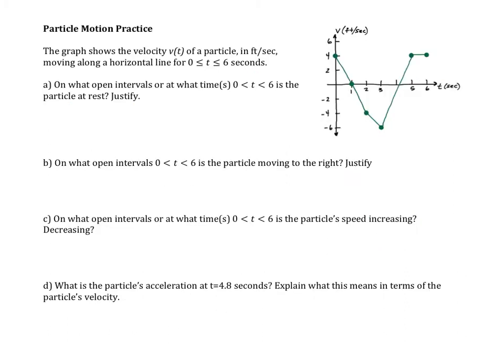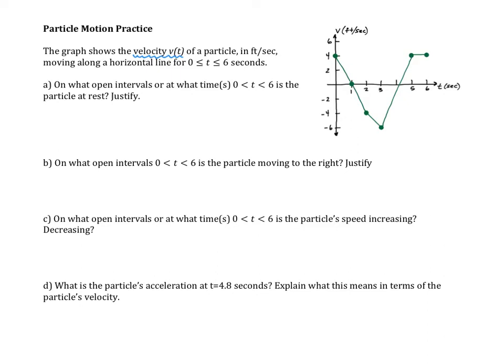All right, a few things to point out in this particle motion problem. One, this says that the graph shows the velocity. That's important. Just keep in mind what the graph actually represents, of a particle in feet per second moving along a horizontal line for t between 0 and 6 seconds. And then it says, on what open intervals or at what times, from 0 less than t less than 6, is the particle at rest, and then justify your answer.